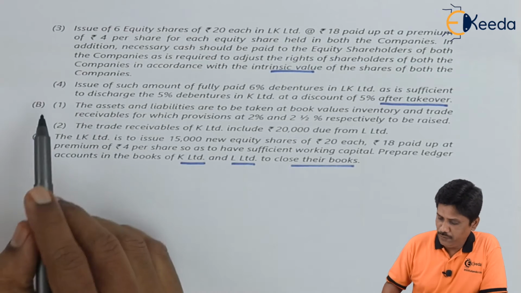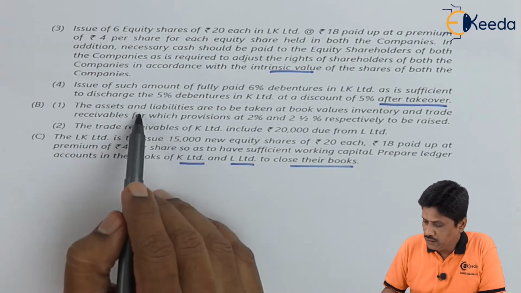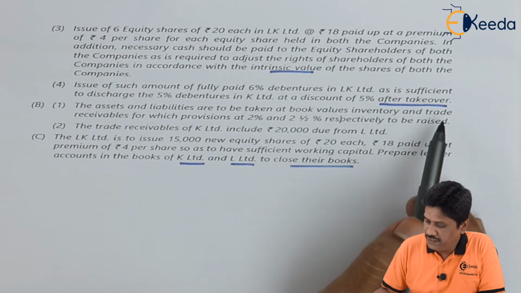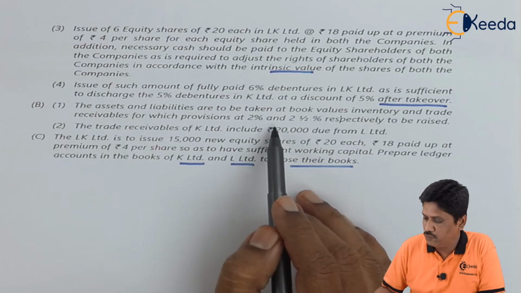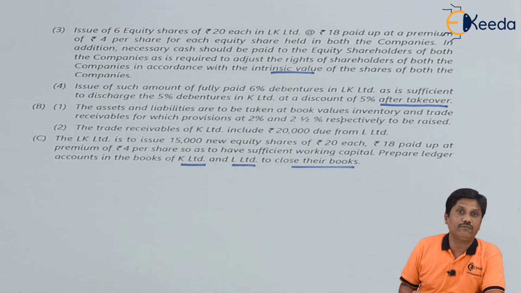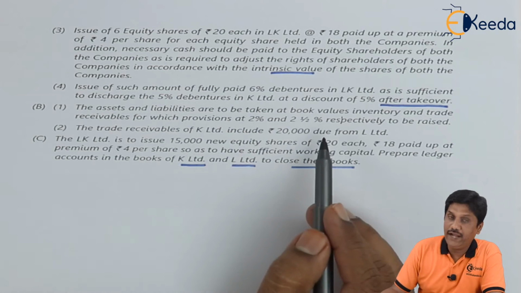Friends, look at point number B, which I purposely ignored while reading the sum. Now let us see: assets and liabilities are to be taken over at the book value. Inventory and trade receivables, for which provision of 2% and 2.5% respectively is to be raised. All assets we will take at the book value, but there is a provision for stock and debtors.